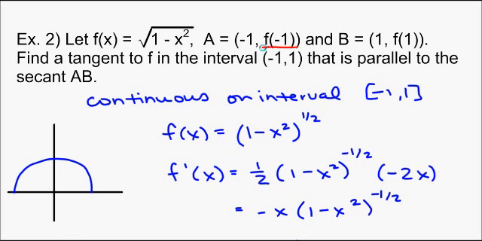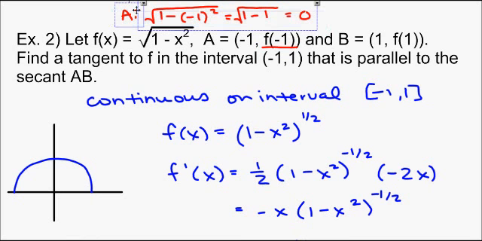Remember, our y coordinate here is just f of -1. So let's plug in a -1 here. We get the square root of 1 minus -1 squared, which is 1 minus 1, the square root of 0, which is 0. Okay, so this is for A.